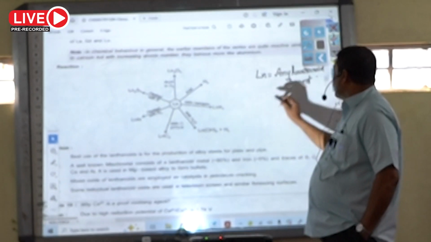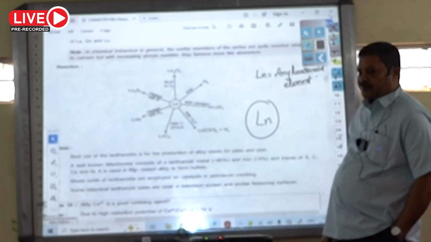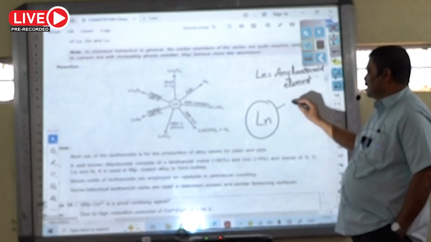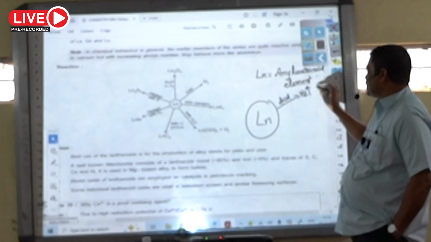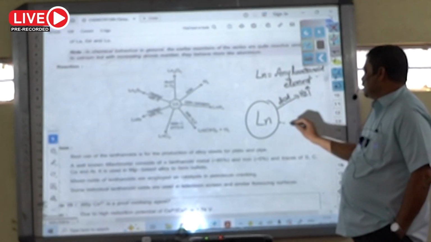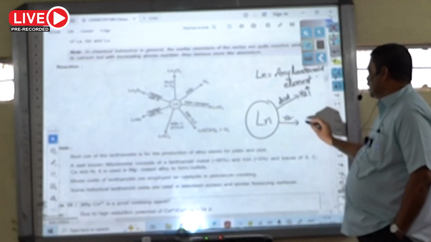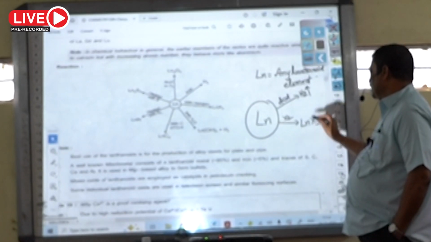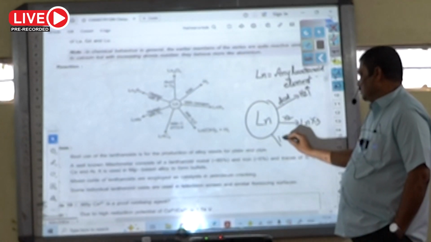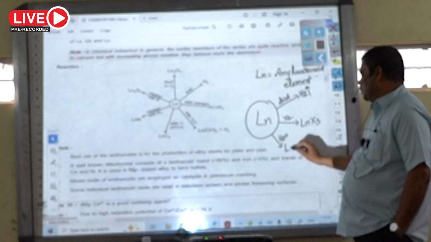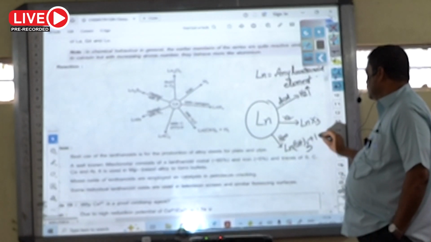So these lanthanoid elements, with different properties they mentioned. If you add acids, they liberate H2. If you treat with halogen, X2, you will get a lanthanum trihalide, LnX3. With water, they form lanthanum hydroxide and liberate hydrogen.